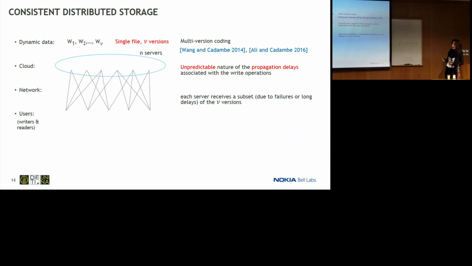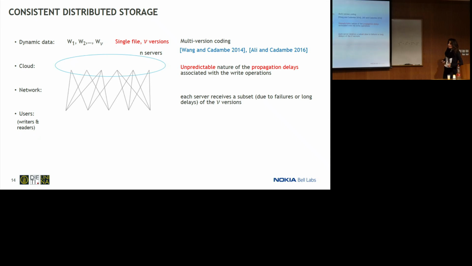And we assume that the file that we intend to deliver in a consistent way to the user has been generated with different versions. We assume also that there is some propagation delay in the system, and consequently not all servers will receive the new version at the same time, and due to the unpredictable nature of the propagation delay, each receiver receives an arbitrary subset of this version. So how to deal with this problem?